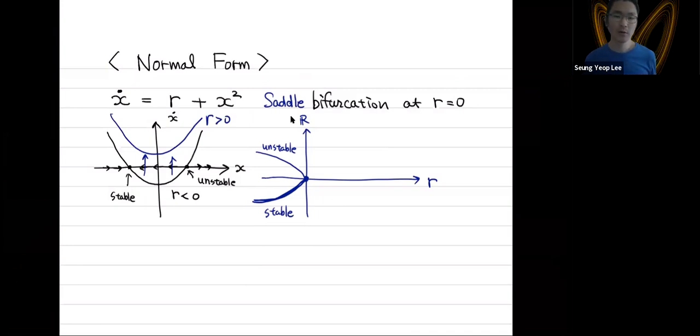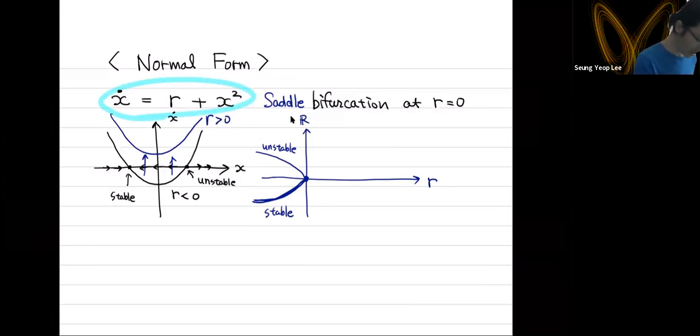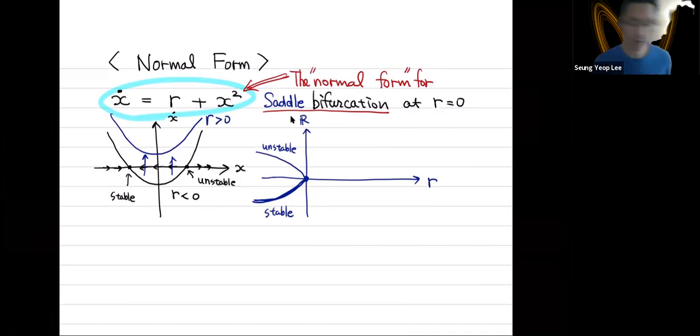Okay, so of course, saddle bifurcation happens not only for this particular equation, but in many different equations. But this is one of the most prototypical types of bifurcation, and we call this the normal form. This is the normal form for the saddle bifurcation, meaning that any saddle bifurcation can be understood in this form. So what do I mean by that?